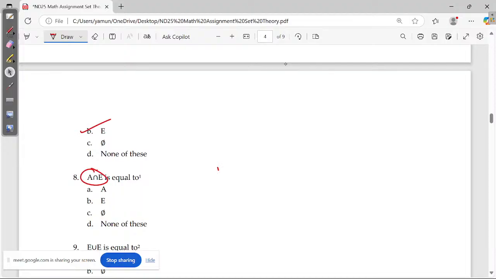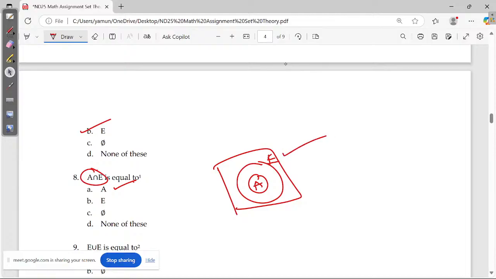A intersection E. So this is your diagram. This is A. This is E. What is A intersection E? A itself. See, you remember that one page we did with all the 5 cases? That Venn diagram, you have to recall all those things. So you have to get this picture in your mind.